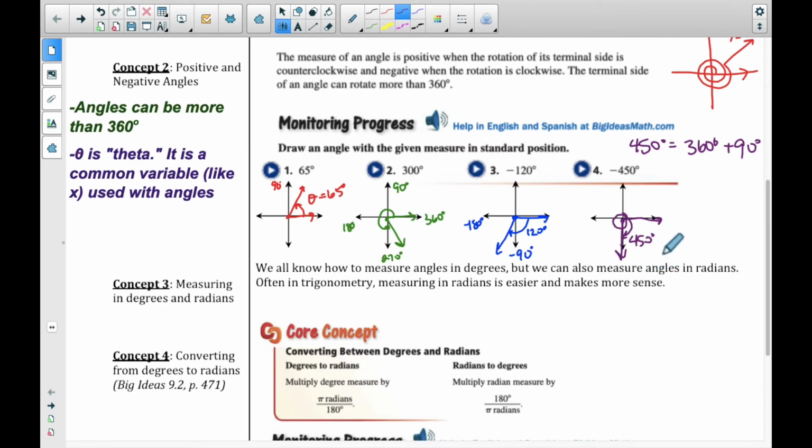we're actually calling it, excuse me, I forgot my negative, a negative 450-degree angle. Started here, went in the negative direction, 360 plus another 90, and that gave us negative 450 degrees.